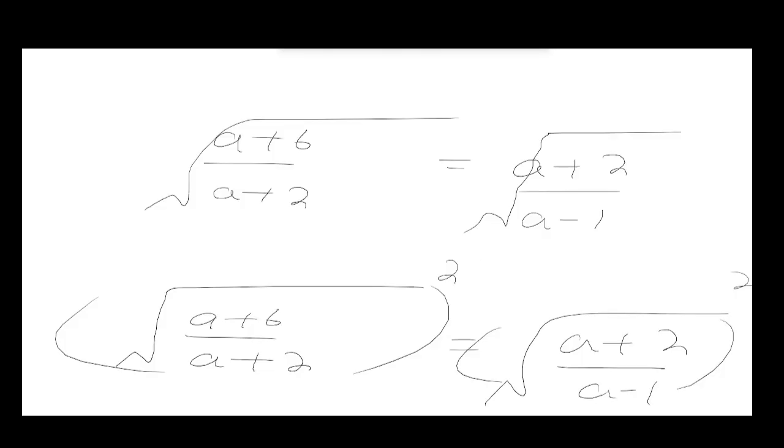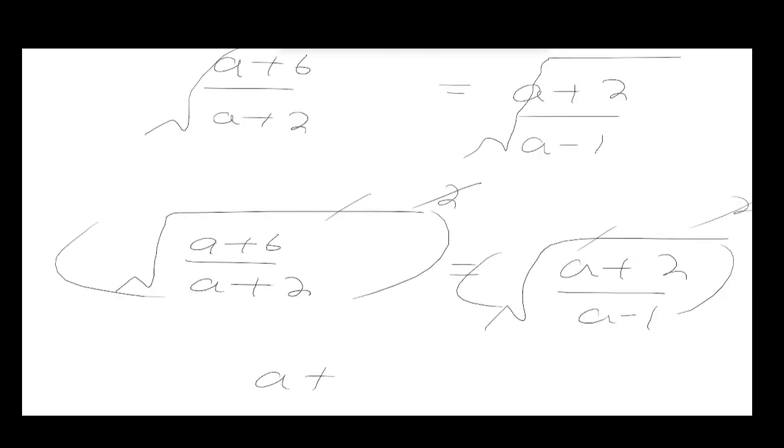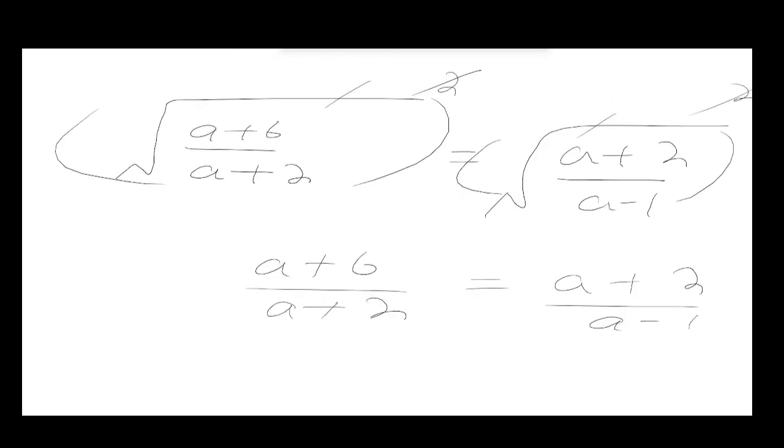After taking that, the 2 and the root get cancelled, so that leaves us with a plus 6 divided by a plus 2, and this is equal to a plus 2 divided by a minus 1. So now we're going to cross multiply. This means we have a plus 6, it will be multiplied with a minus 1, and here we have a plus 2, so that is going to be multiplied with a plus 2.